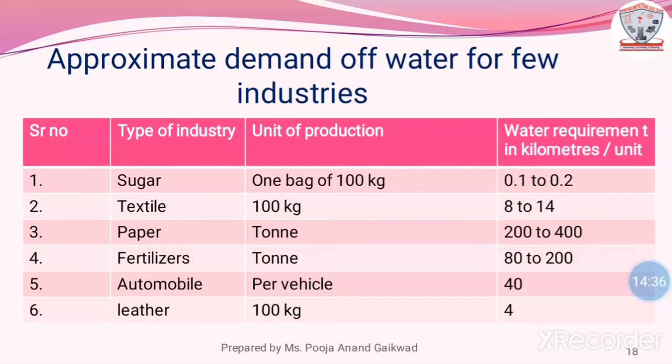For sugar, 1 bag of 100 kg, its water requirement is 0.1 to 2 kiloliters per that unit. Textile, 100 kg, 8 to 14. Paper, in tons, 200 to 400. Fertilizers, in ton, 80 to 200. Automobile, per vehicle it is 40. Leather, 100 kg, 4.